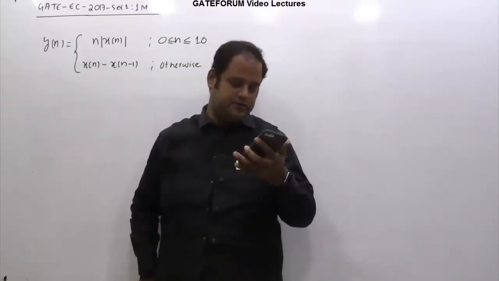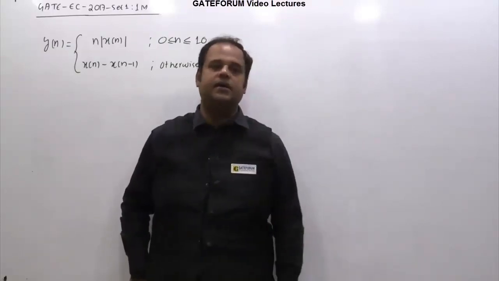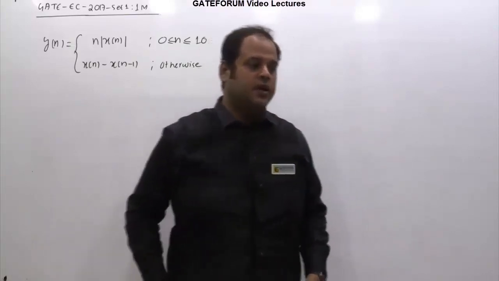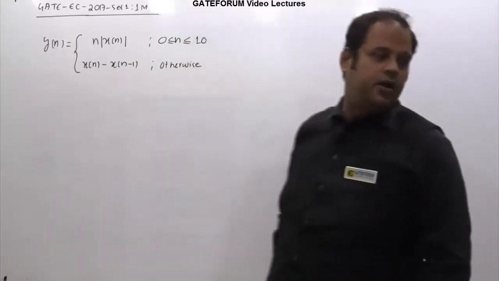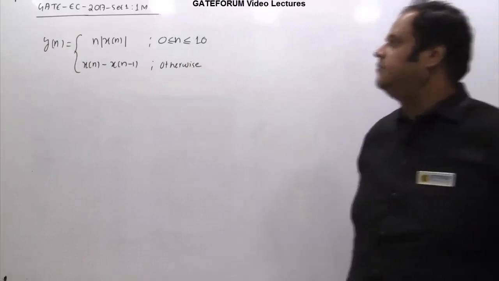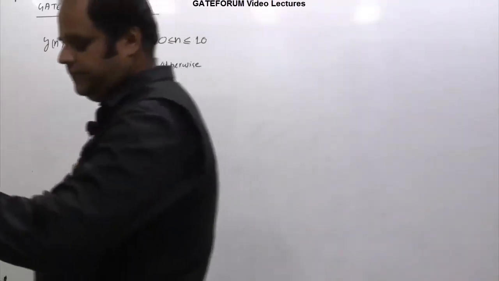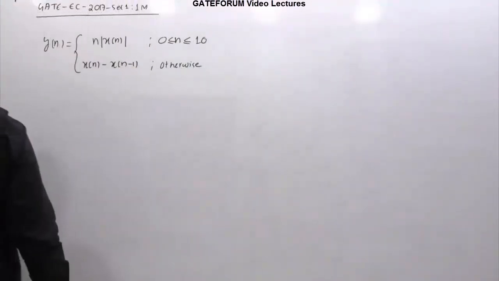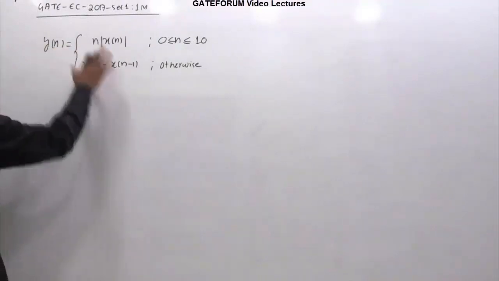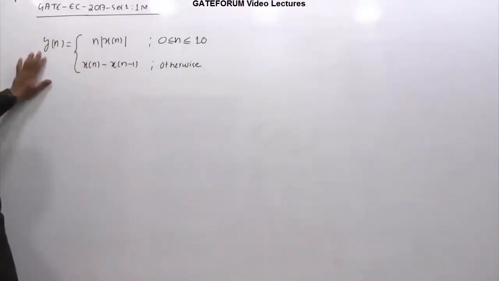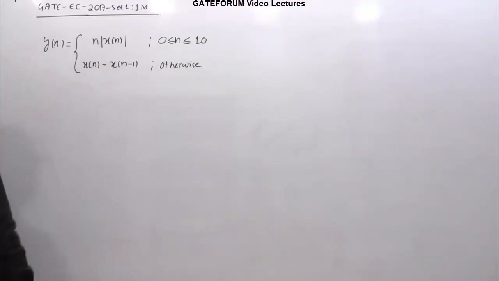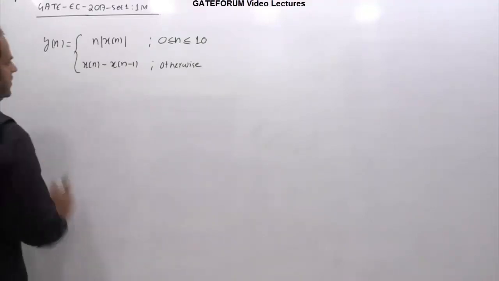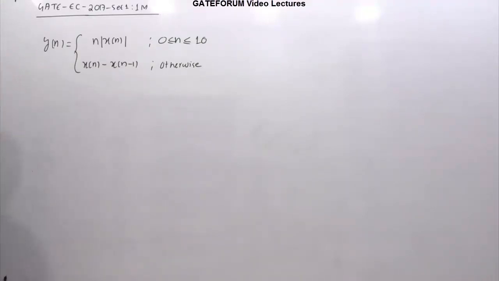If you see the options, we are interested in finding the causality and the stability. So we are given these equations, and we want to find the causality and stability of the system. So how do you do this? The equation is given, where y of n is the output and x of n is the input, right? The way the information is given, for a certain range of n, from 0 to 10, we have one thing, and for the other range we have something else, right?